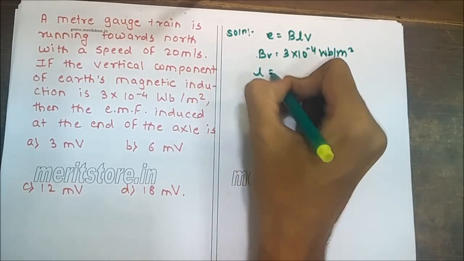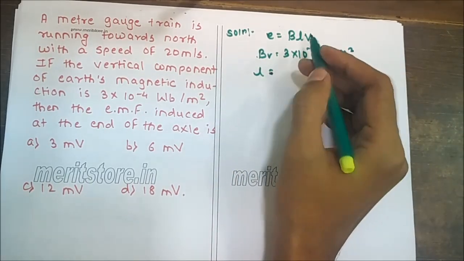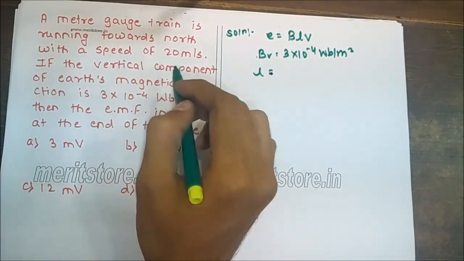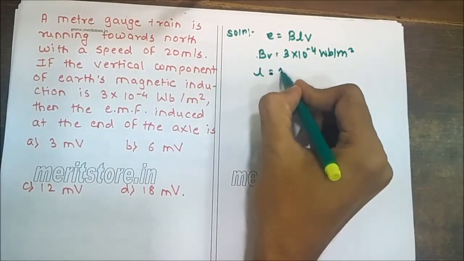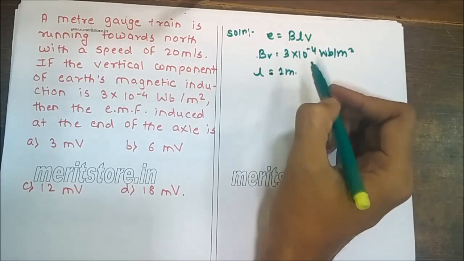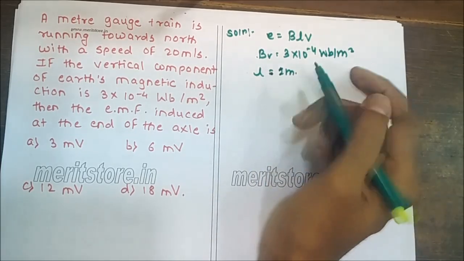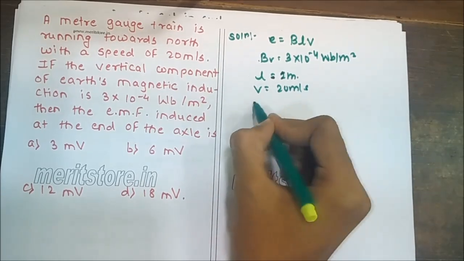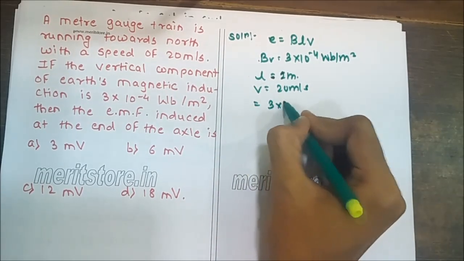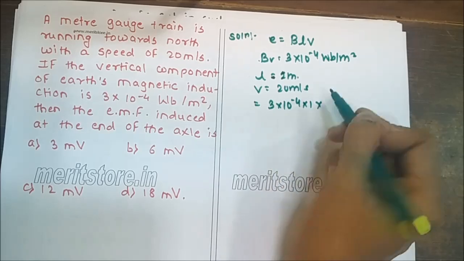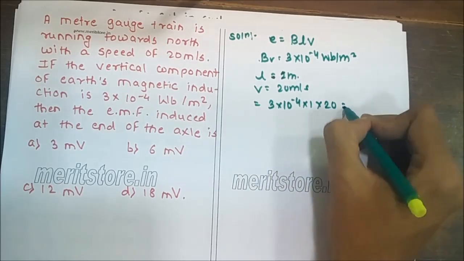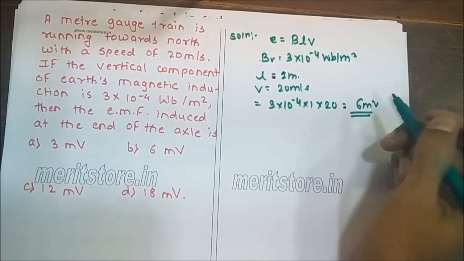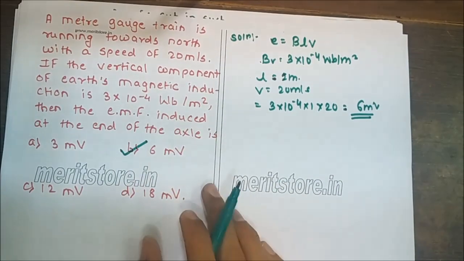The length here will be equal to 1 meter, which we consider for a meter gauge train; the length is obviously 1 meter. Next we have the velocity, 20 meter per second. Substituting all the values, 3 into 10 raised to minus 4 multiplied by 1 multiplied by 20 gives you 6 millivolts of EMF induced. That is B, the correct option.